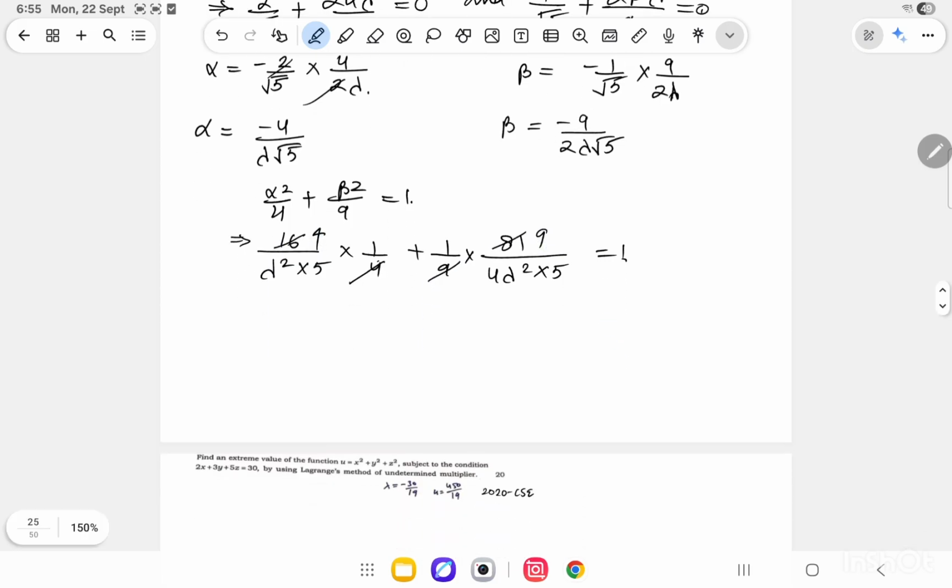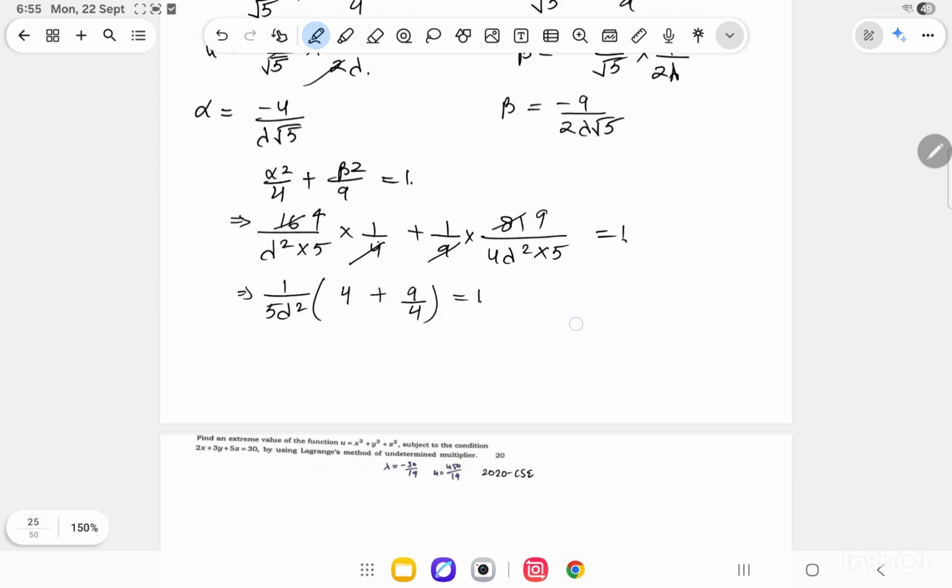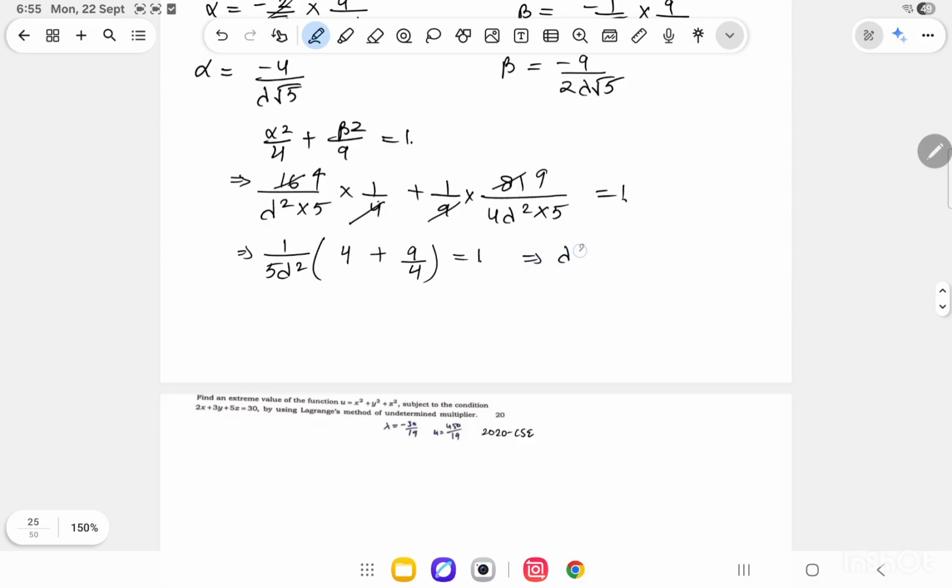I can take 1 by 5 lambda square common, so I'll be left with 4 plus 9 by 4 equals 1. So from here my lambda square will be equal to 1 by 5 into (16 plus 9 by 4). So lambda square will be 25 by 5 into 4, and that basically gives me lambda equals plus or minus under root 5 by 2.